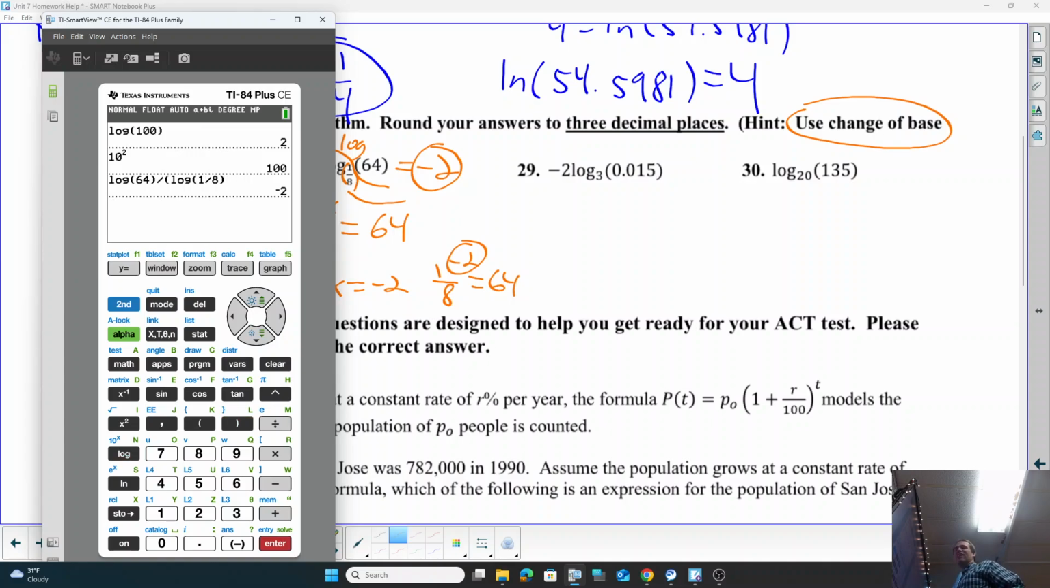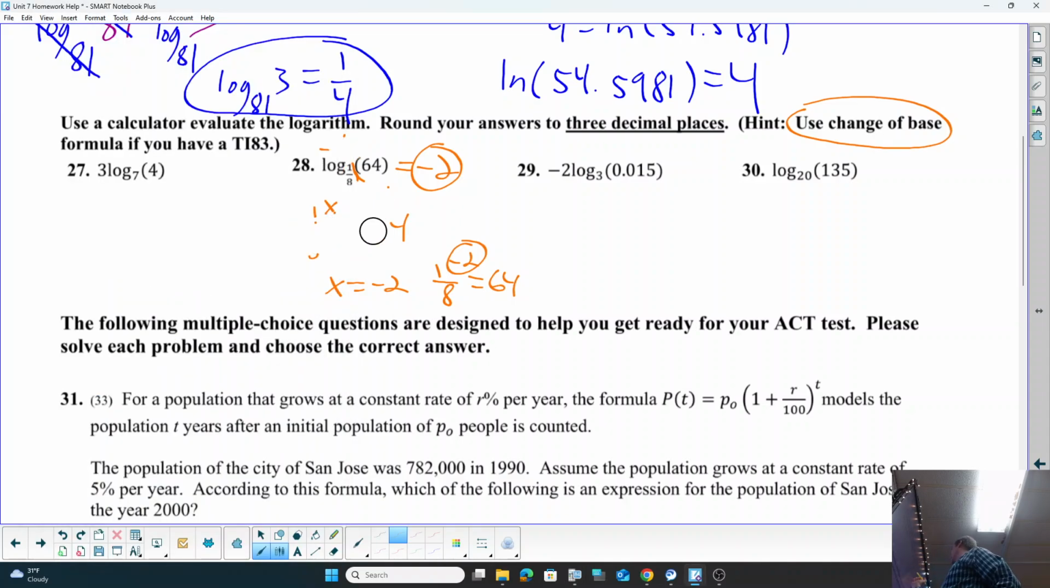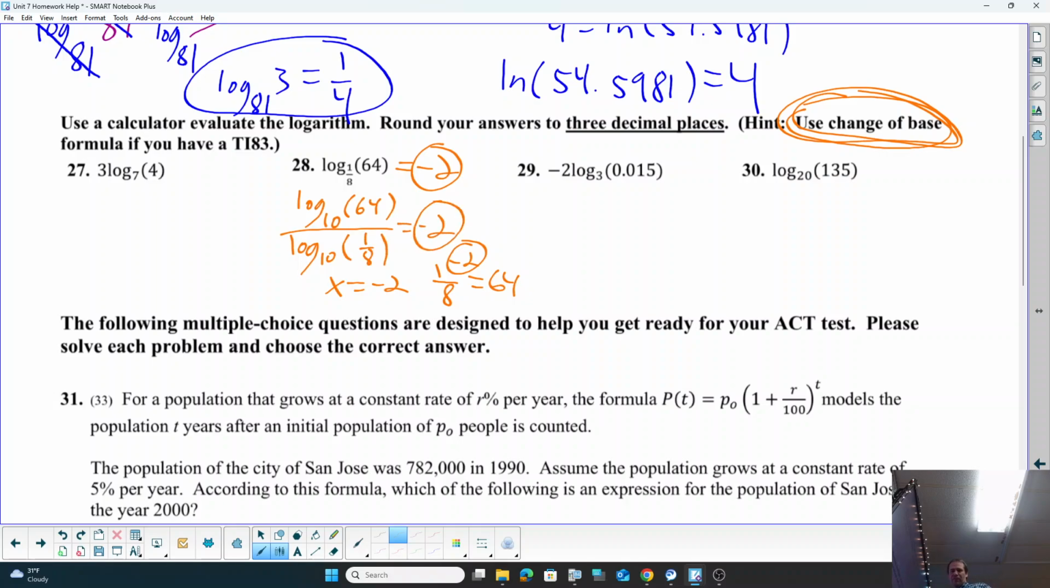And so there it is. The answer is -2 still. So what we did is we turned this into using the change of base feature. So we made this log base 10 of the top number, the solution, divided by log base 10 of 1/8. And so that still gives you -2. So both ways work, right? You can use the math button, go to option A, log base, or you can do the change of base.